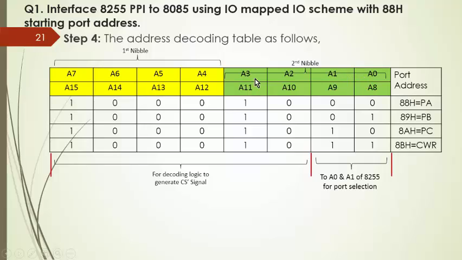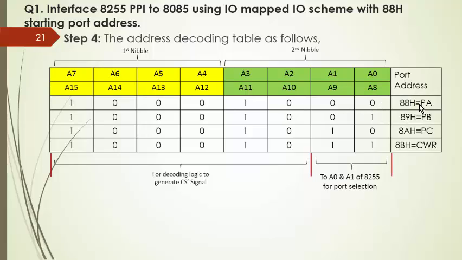Then you have to make the nibbles, first nibble and second nibble, that is A0 to A3 second nibble, A4 to A7 first nibble. Then you have to write the address given in the question, that is the IO mapped IO scheme with 88 port address. So this 88 in the binary format you have to write in this particular table. Okay, so 88 port address you have to assume for port A.